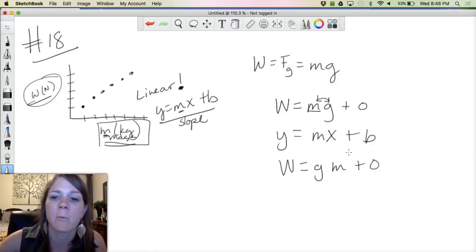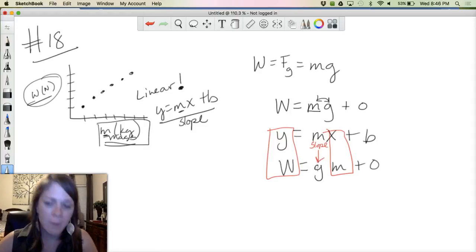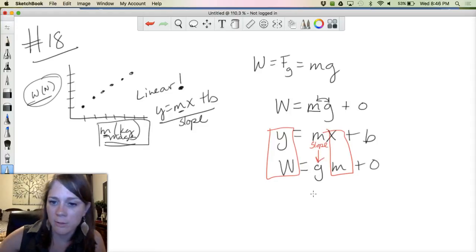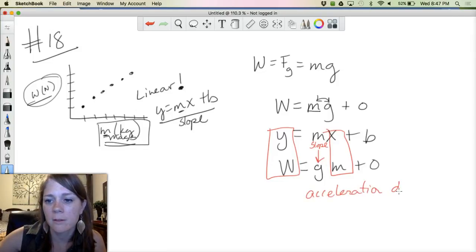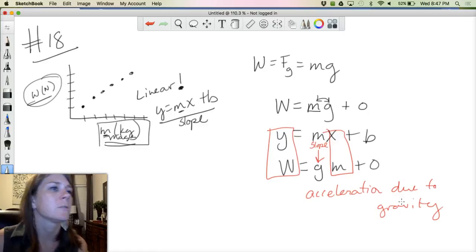Now that I've lined that up with my y equals mx plus b, weight's on the y, mass is on the x. What does the slope of this line represent? It represents little baby g. And what is little baby g? The acceleration due to gravity. One of my favorite things to do: linearization.